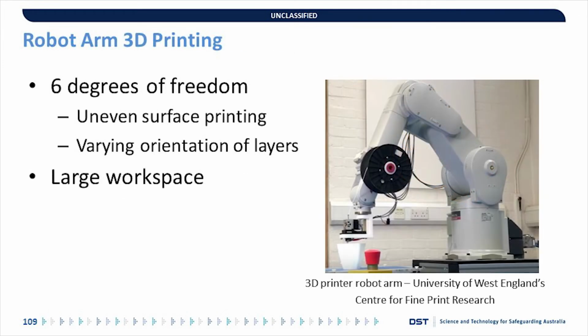A robot arm has access to 6 degrees of freedom, and what that means is the extruder can be at lots of different angles, and you could potentially print on uneven surfaces or even change the orientation of the layers during the print. It also has a very large reach and workspace for the size of the machine.